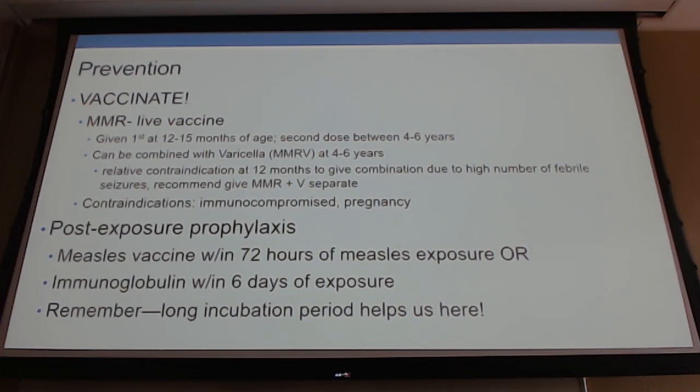So MMR at that 12-month mark, MMR-V at 4 years old. And you don't see the febrile seizures with that. Remember, it's a live vaccine, so you can't give it if they're immunocompromised, and you can't give this to pregnant patients.